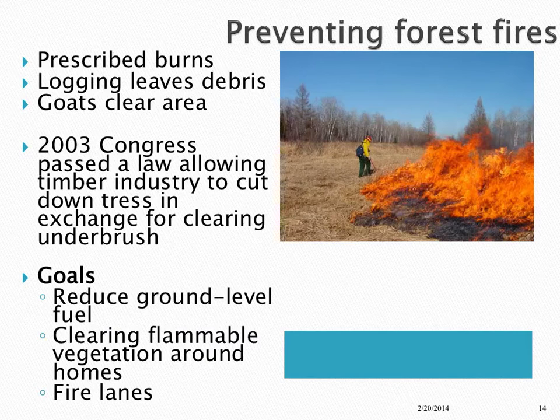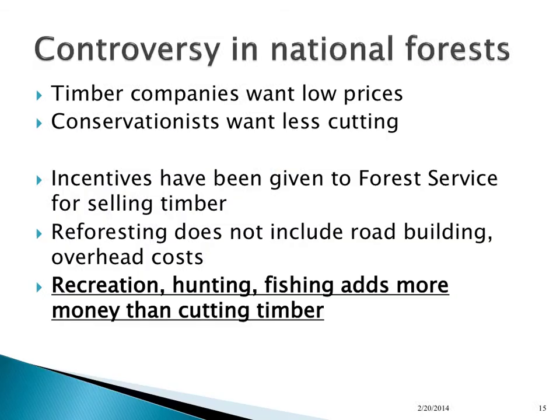In 2003, Congress did pass a law that allows timber industries to cut down trees in exchange for clearing the underbrush, because what they found is that will actually reduce the number of forest fires. So the goal then is to reduce those ground level fuels that stimulate forest fires, clear flammable vegetation around homes, and of course create fire lanes. Fire lanes are areas kind of like you see in the picture there, and they're cut oftentimes out west too, where if we have a forest fire start over here, we have a huge lane so that hopefully it won't jump over there. Plus we can get firemen in here, firewomen, and fight the fire.